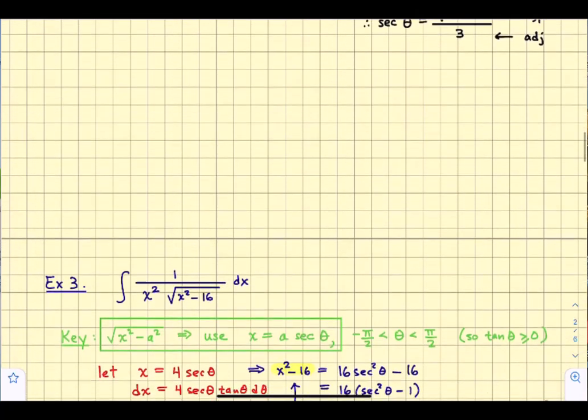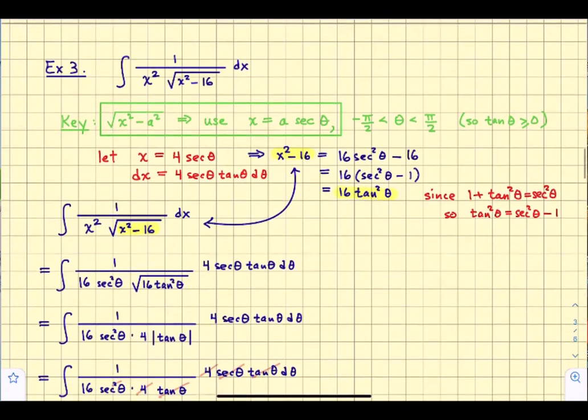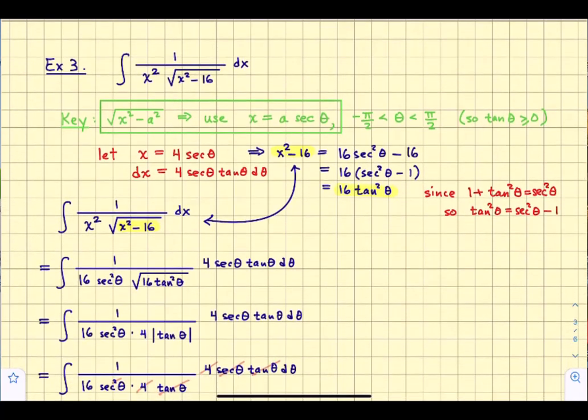Let's look at another example. If we had the integral of 1 over x squared times the square root of x squared minus 16 dx, again, we're looking for a particular form. When we have the square root of an x squared minus an a squared, we want to use the substitution x equals a secant theta. And that's going to be true even if we have some other items in our integral. This is the part of the integral that we want to key on.